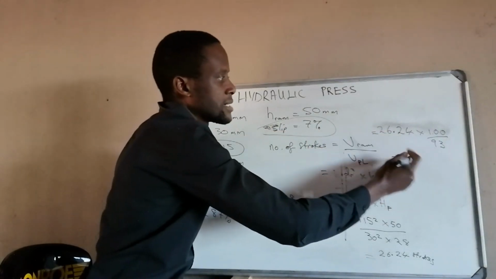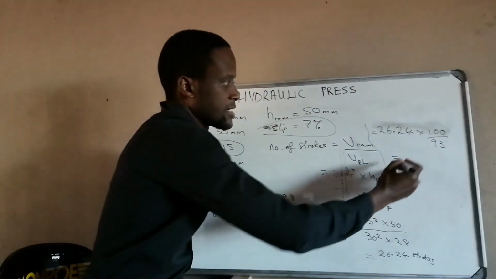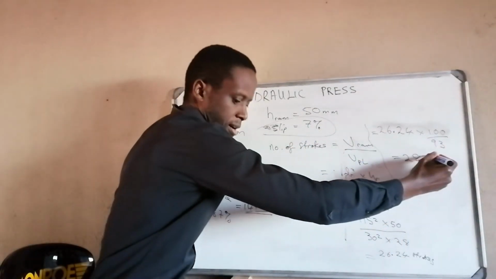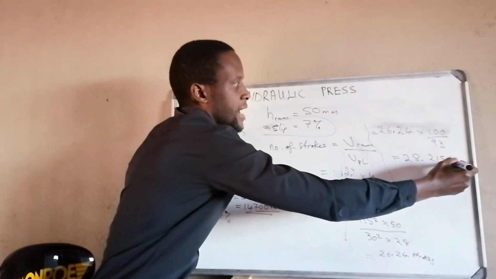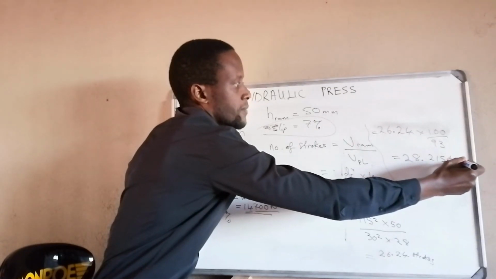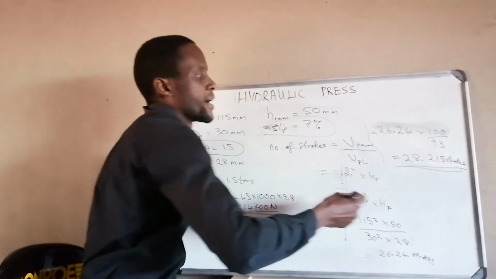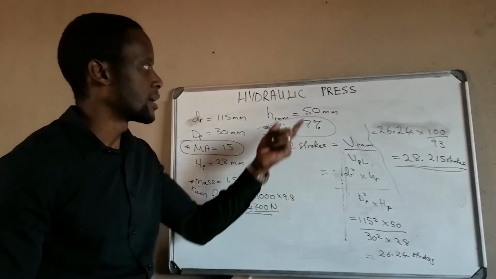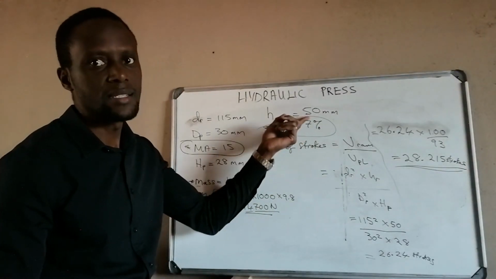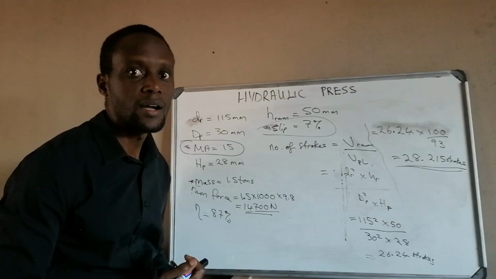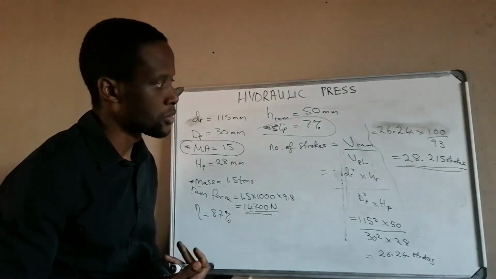So if we do that, our final answer will give us 28,215, and these are just strokes. How many strokes are required to reach that amount that is required of 50 millimeters? And that basically gives us our calculations, and we are good to go.